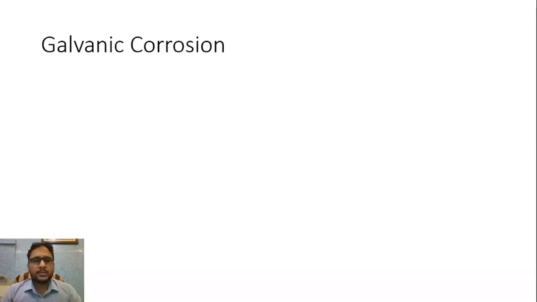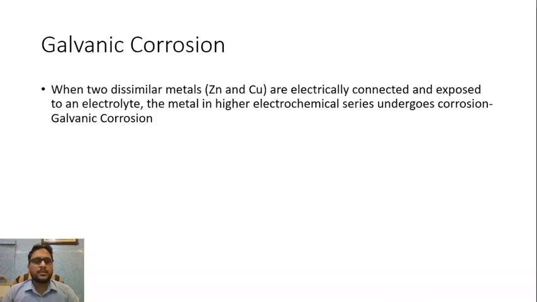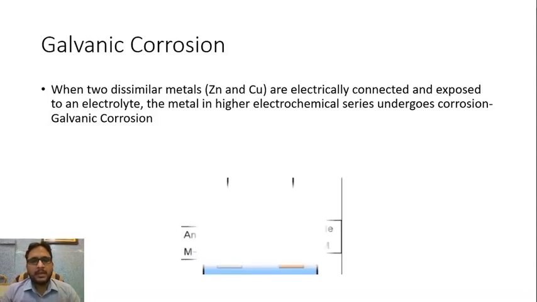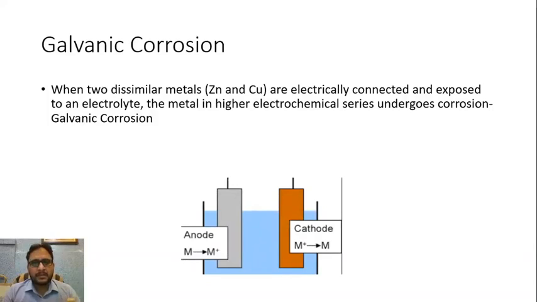Dear students, today we are going to discuss galvanic corrosion. Galvanic corrosion occurs when two dissimilar metals are connected electrically and are then exposed to an environment. When such a condition occurs, the metal which is present higher in the electrochemical series undergoes corrosion, while the metal which is present below in the electrochemical series undergoes oxidation.